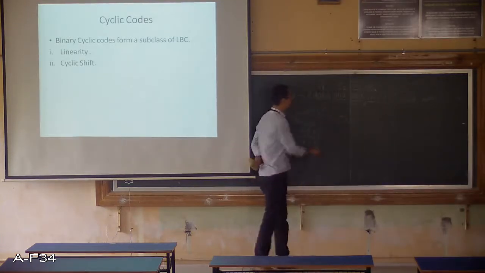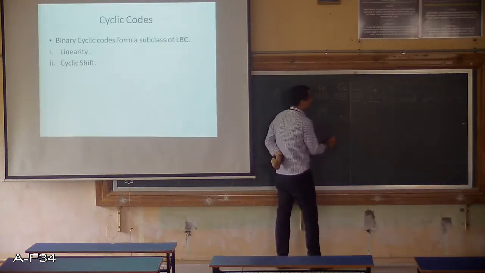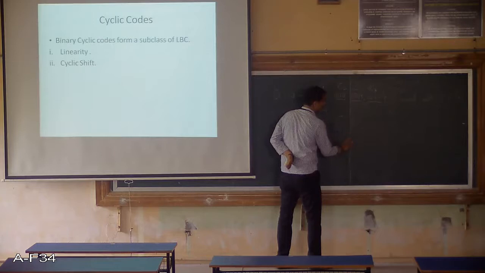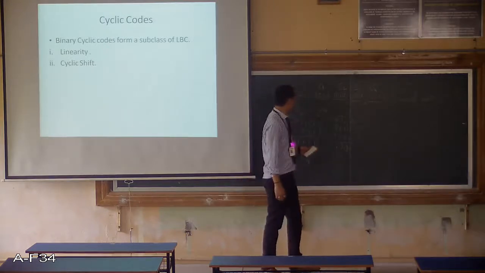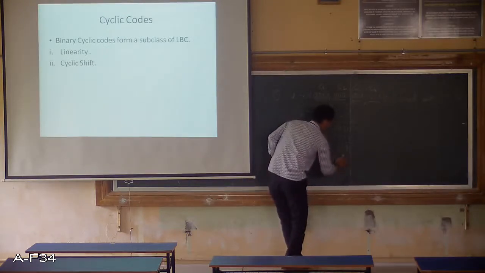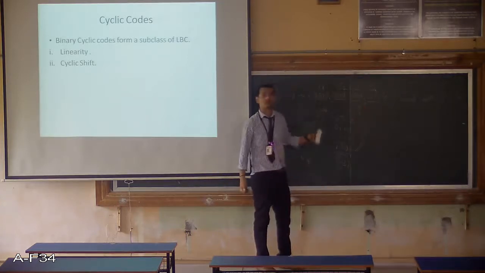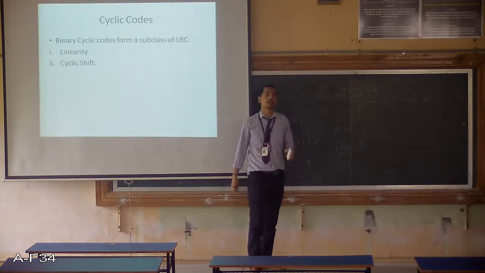This resultant is C4 here. C2 plus C4: 1 1 1 1, this is 1, this is 0, this is 0, and this is 1. I will not have any carry here. 1 plus 1 will be 0 here. This is the code word C3, which is in the code vector. Now we can say that the given set of code words satisfies linearity.